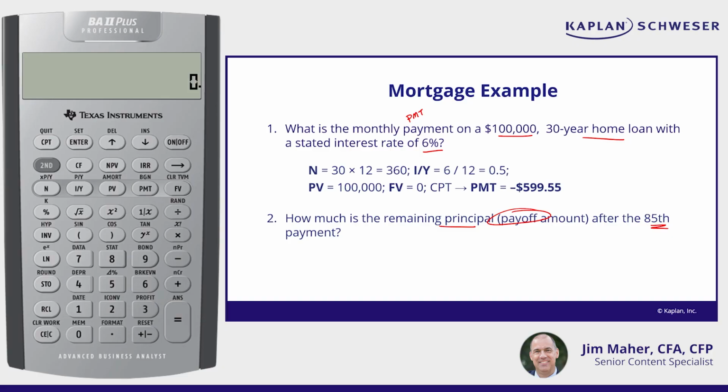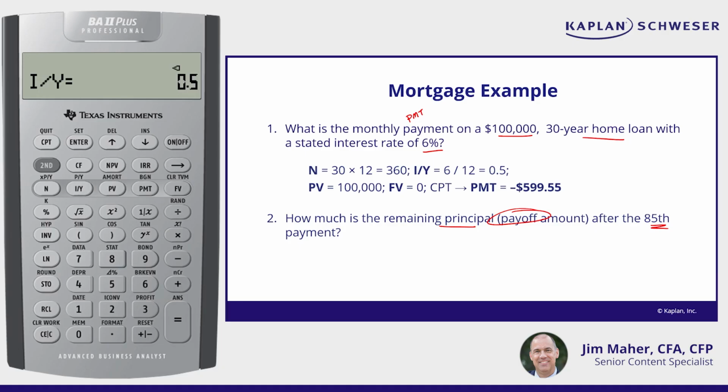So N is going to be 30, times 12, equals 360, and we're going to press our N button. So we got N of 360. Our interest rate here, we're doing a monthly payment, stated interest rate of 6%, so our monthly rate is simply 6 divided by 12. That's going to give us 0.5, so we're going to hit our interest rate key here.